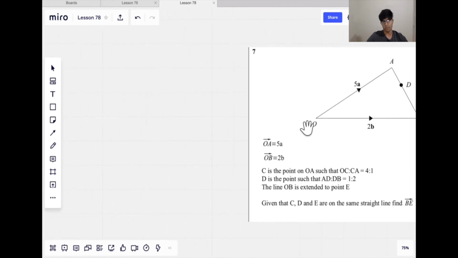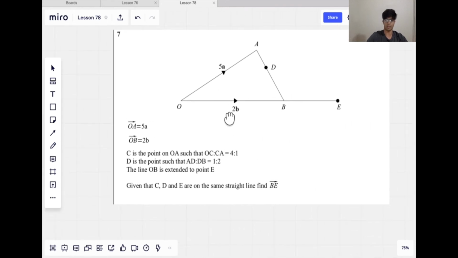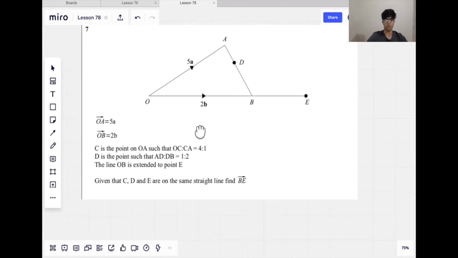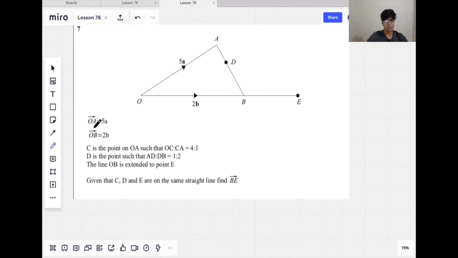Okay, another question. There's a few more questions in this, because this is vectors. The proof topic is quite difficult. This is a proof question. So OA is 5a, OB is 2b.